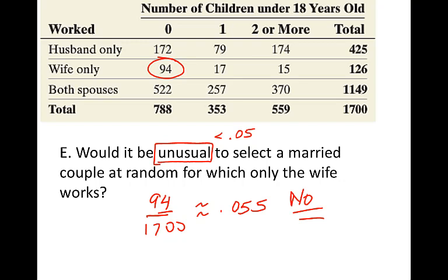We could say, would it be unusual to select a married couple where only the wife worked with two or more children, and that would be yes, because that would be 15 over 1700, which is definitely less than 0.05.